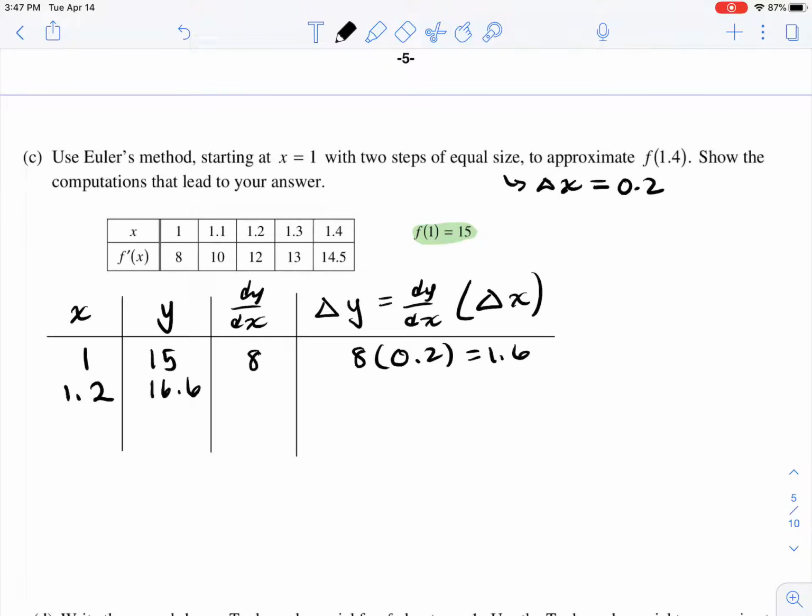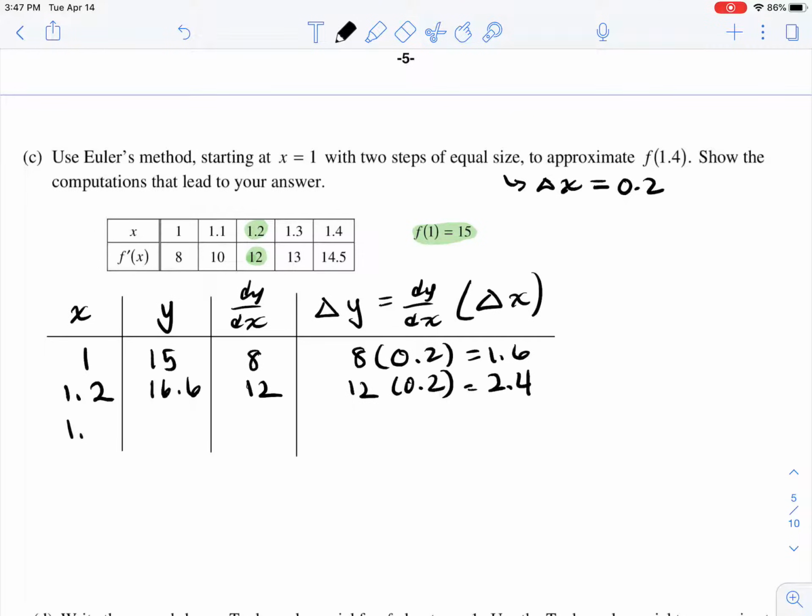Now, what is dy dx when x is equal to 1.2? We're not given the differential equation here. We're just going to look at our table again. So at x is equal to 1.2, right, dy dx is equal to 12. So again, delta y is going to be 12 times the same delta x, 0.2, and this gives us 2.4.